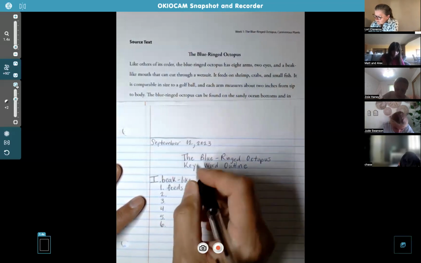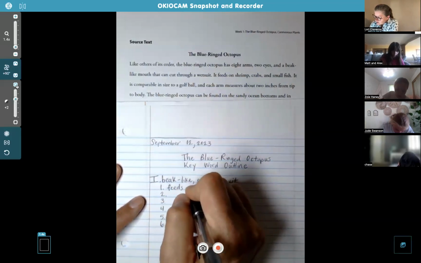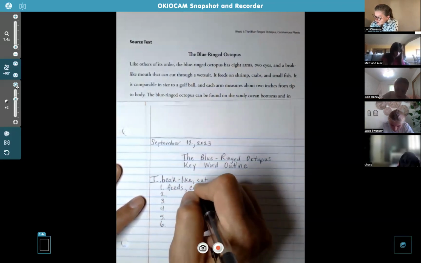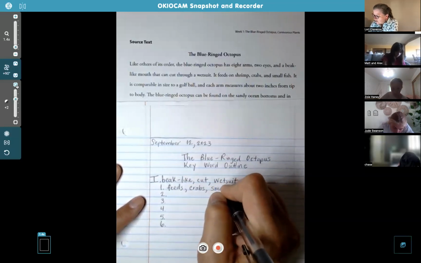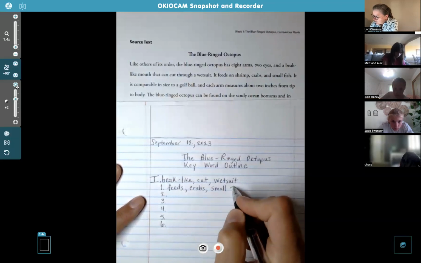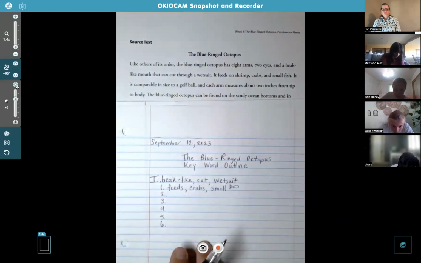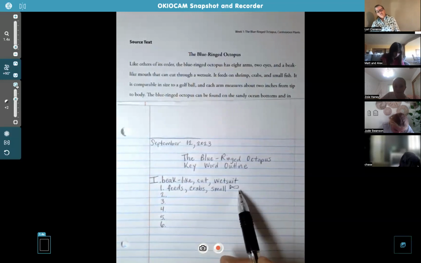I'm going to go like this. Feeds, crabs, and I'm going to put the word small. And then I'm going to draw, I'm not a very good artist, so bear with me. It's kind of like the Christian symbol of a fish, if you've ever seen that symbol before. But it looks like that.